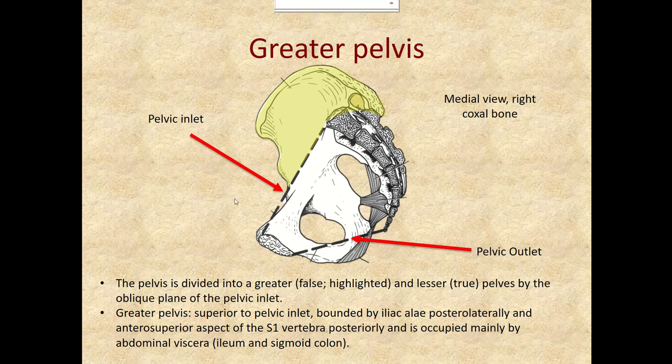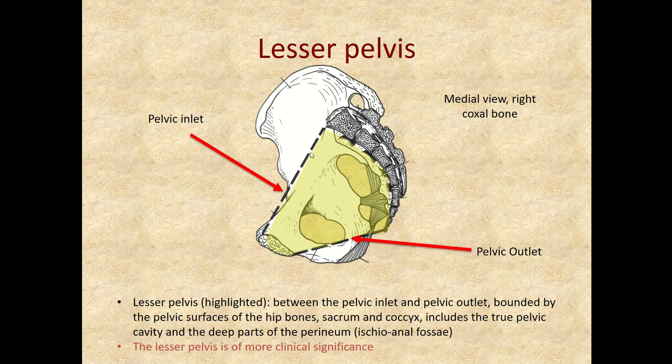So the greater pelvis is that part of the pelvis that is made up of the ala of the ilium and the iliac crest mainly, and it's going to be the part of the pelvis that is superior to the pelvic inlet, or that pelvic brim, you could just say for simplicity. So all of this aspect of the greater pelvis is really not of as much clinical importance as the lesser pelvis, which is between the pelvic inlet and the pelvic outlet.